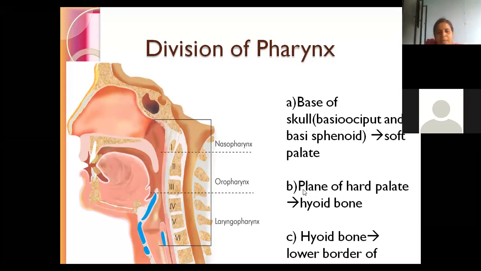This is the plane of hard palate. This is hyoid bone, at the lower border. So basically we have three subdivisions. From the basi-occiput to the soft palate midline, you have nasopharynx. From the midline of the soft palate to the upper border of the epiglottis, we have oropharynx. This blue area is epiglottis, right? From the epiglottis to the cricoid cartilage, we have laryngopharynx.